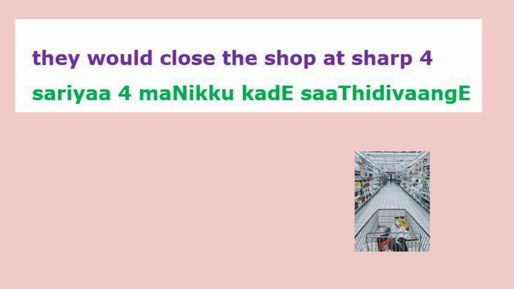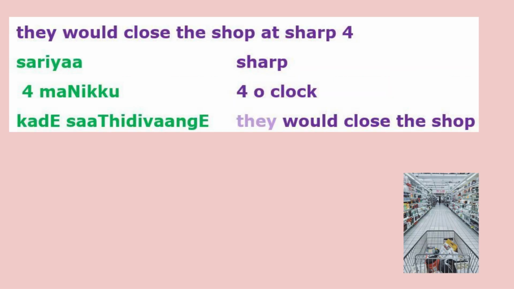Now we are talking about the shop which closes sharp at 4. சரியா 4 மணிக்கு கடை சாத்திடுவாங்க. We are saying at exactly 4 or sharp 4 they close the shop. சரியா means exactly or sharp. 4 மணிக்கு at 4 o'clock கடை சாத்திடுவாங்க. They close the shop. சரியா 4 மணிக்கு கடை சாத்திடுவாங்க.